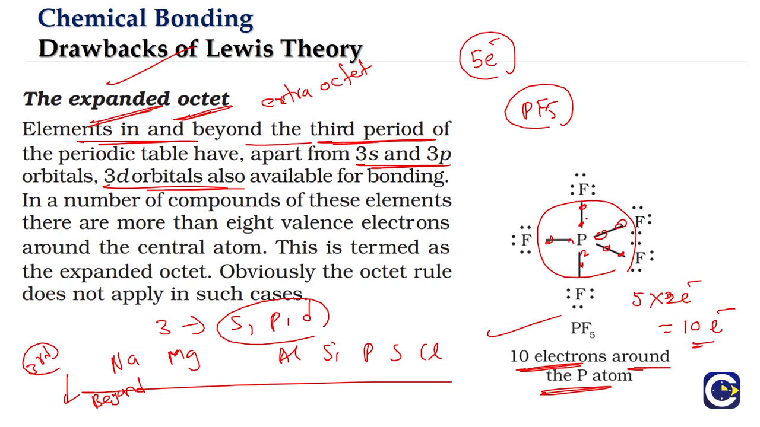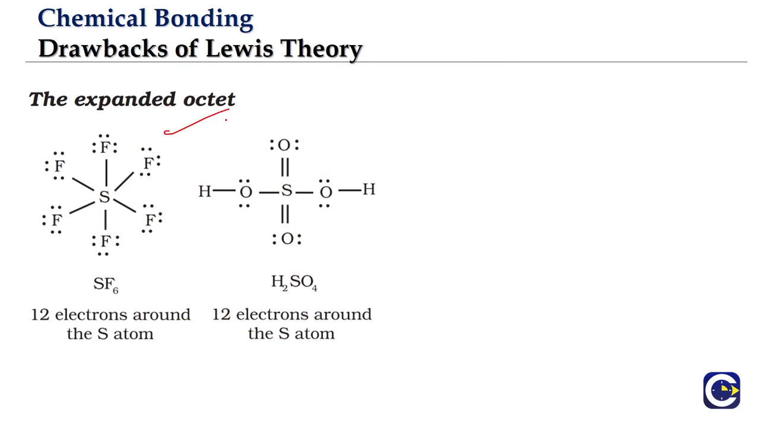There are other examples, like SF6. In this, what is the number of valence electrons on sulfur? 6. It will engage in forming 6 bonds, one with each fluorine. So if you count the total number of electrons on sulfur after the bonding, what will it be?